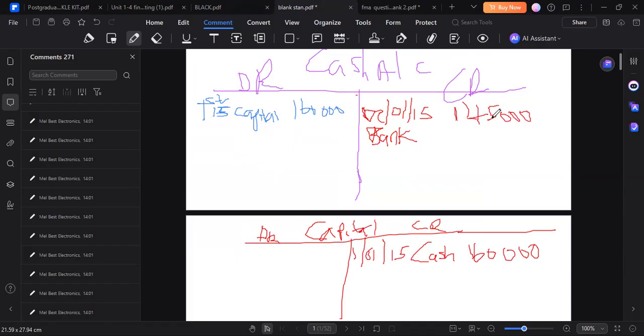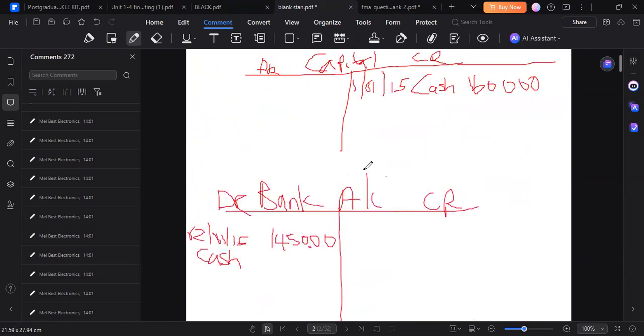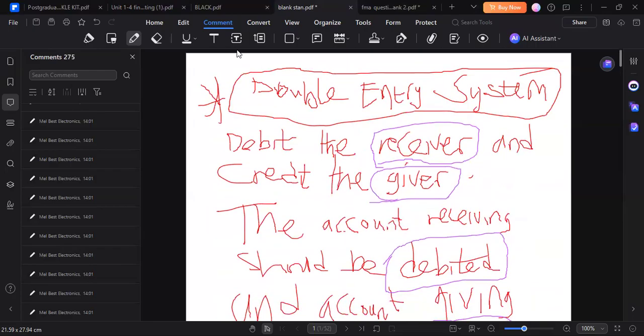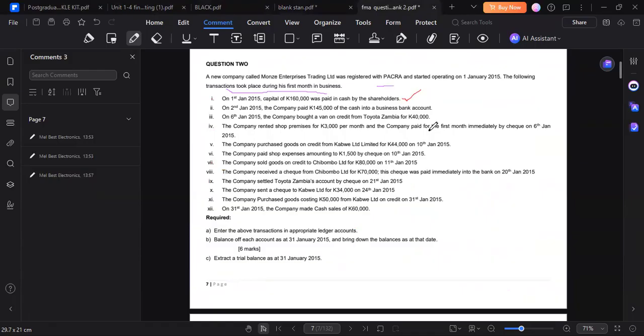So they're paying 145,000 from the cash account to the bank on that date. The date is known. The date is 02/01/2015. So we are still looking at the double entry system continuation for this one. So we are done with this transaction.